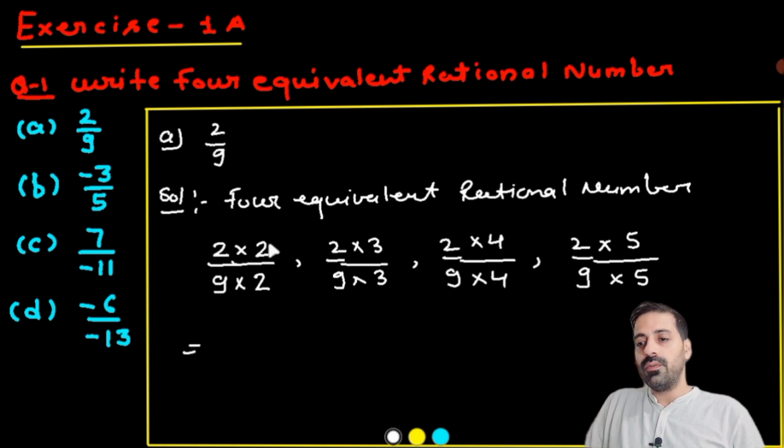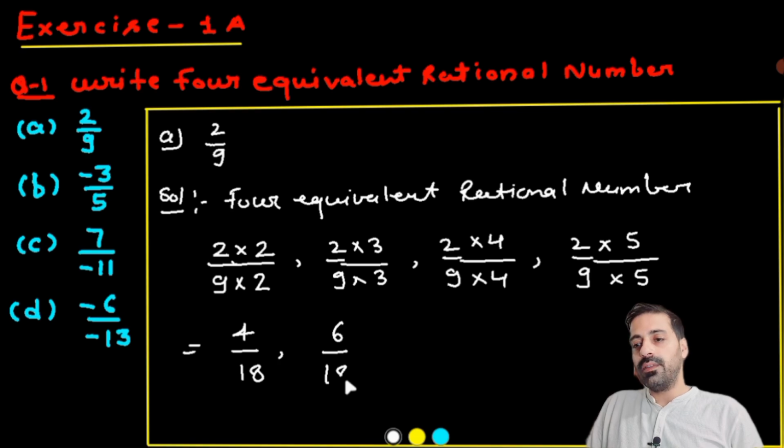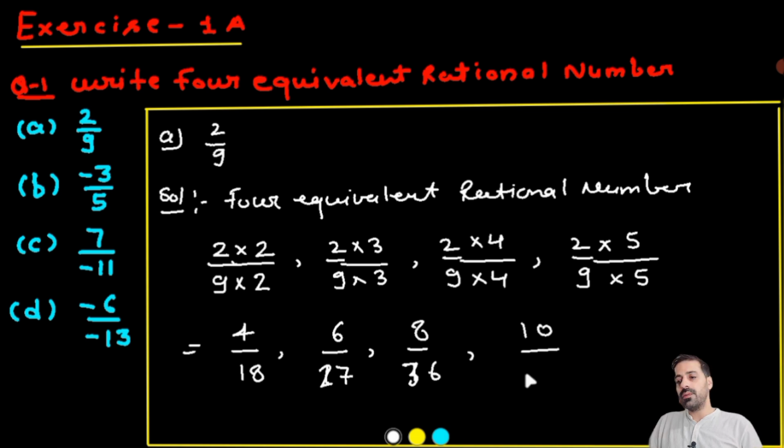Okay, so now simplify this. 2 2s are 4 and 9 2s are 18. This is the first equivalent number of 2 by 9, and the second equivalent number is 6 upon 18, and the third equivalent number is 8 upon 36. In the denominator, 9 3s are 27, and the fourth equivalent number is 10 upon 45, since 9 5s are 45. This is the answer of question number 1 part A.